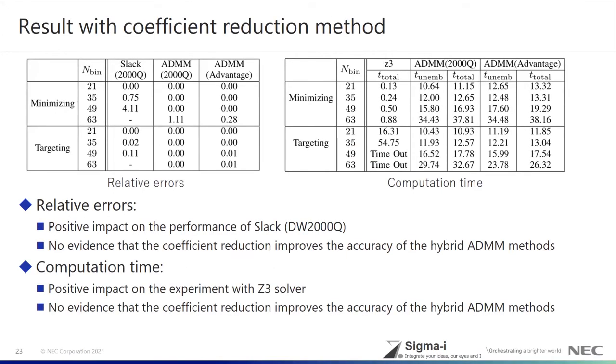Next, we show the results with our coefficient reduction algorithm. For relative error, coefficient reduction positively affects the results using the algorithm with slack variables, while it negatively affected the results using ADMM. In terms of computation time, coefficient reduction seems to have a negative effect on ADMM. The cause of this result is future work, but at this point, the coefficient reduction does not bring any improvement in performance.